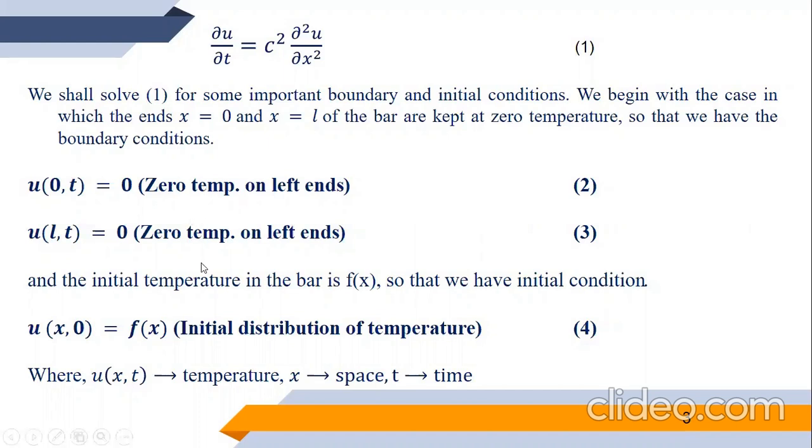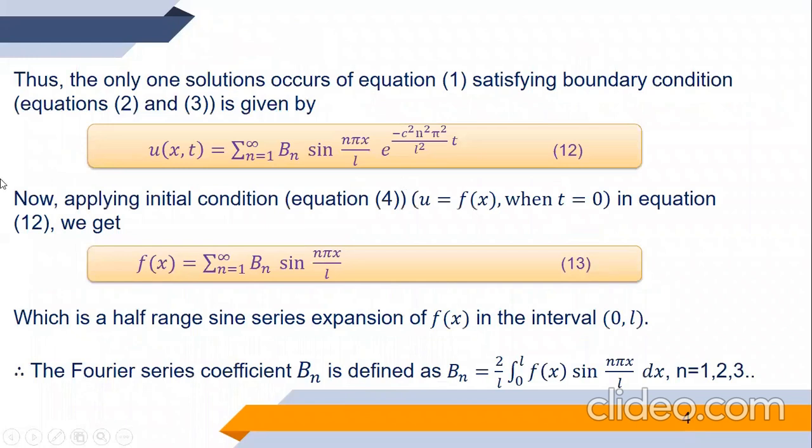We apply the boundary condition and initial condition. We get the solution of the given problem: u(x,t) is equal to summation n is 1 to infinity b_n sine(n pi x by L) e raised to minus c square n square pi square by L square into t, where b_n is the Fourier series coefficient, which is defined as 2 by L integration 0 to L f(x) into sine(n pi x by L) dx.